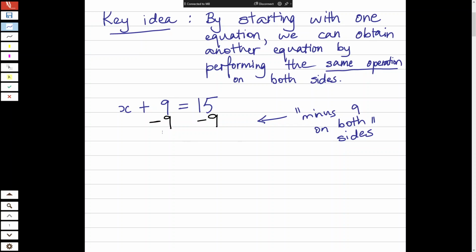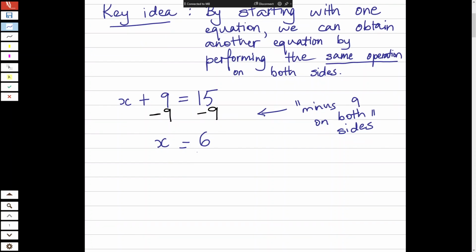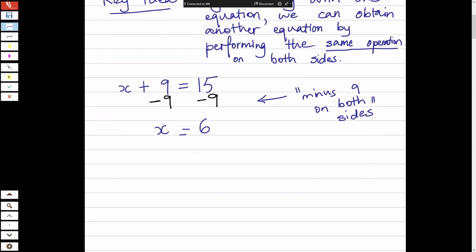So why is this a good idea? 9 minus 9 gives me 0. So on the left, I will just have x on its own. So the 9 and minus 9 are cancelling each other out. And then that's right. Okay? So the advantage of this approach is that we don't have to guess the answer by looking at it. So for example, if I change the numbers to something where you can't do it automatically, you can still get the answer.